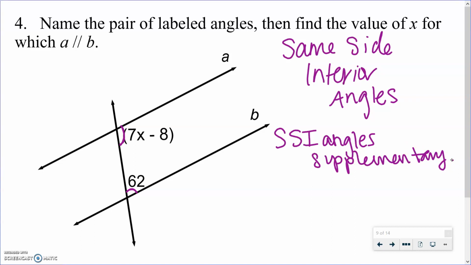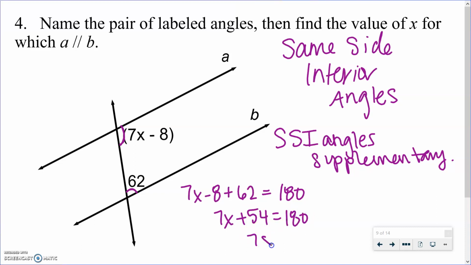Okay, so that means that we can take 7x minus 8 plus 62, set it equal to 180, and then solve that. We'll combine like terms, then subtract 54 from both sides, and then divide by 7, and we get that x is equal to 18. That is the value for x which would make lines A and B parallel, because that would force those two to be supplementary angles.